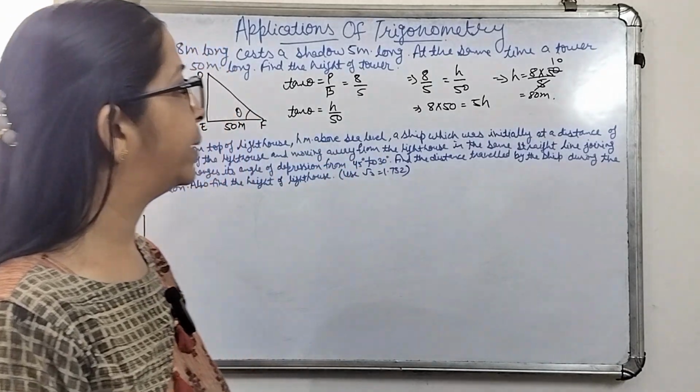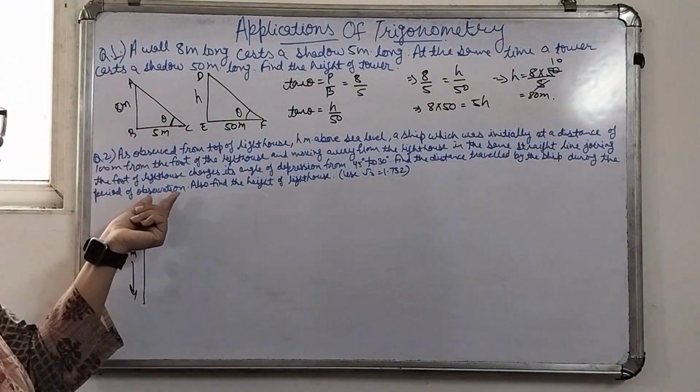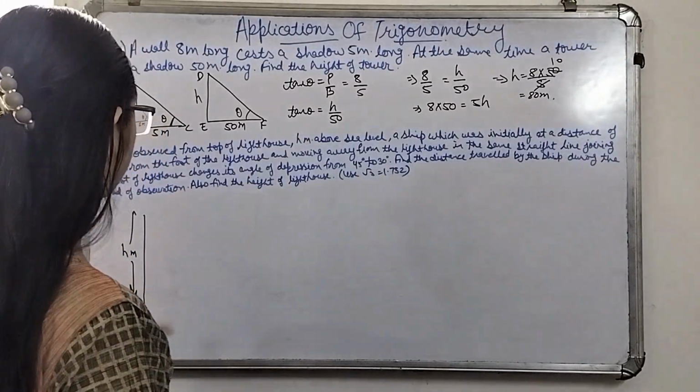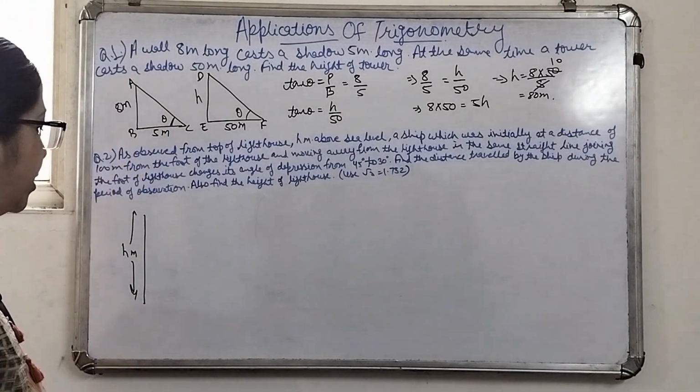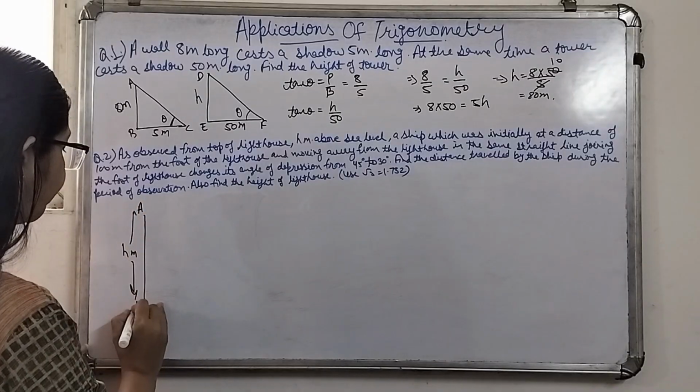Find the distance traveled by the ship during the period of observation. Also find the height of the lighthouse. That means we have to find the value of H. Suppose this is your lighthouse AB.